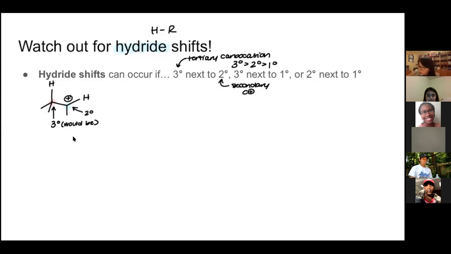And so, if we remember, tertiary is going to be more stable than secondary. So what we want to do is to change this carbon in red on the left into a carbocation, but make its neighbor no longer a carbocation. And how we do this is we literally just shove the H over onto the other carbon. This only works between carbons that are right next to each other.